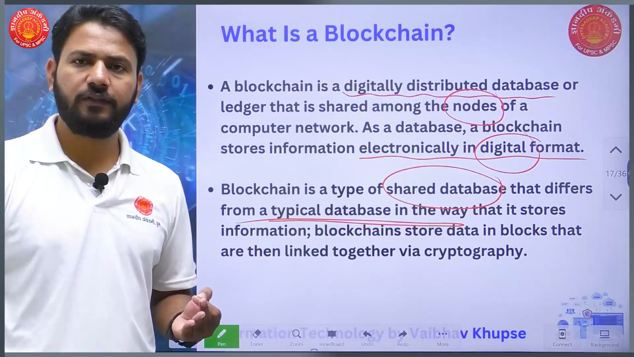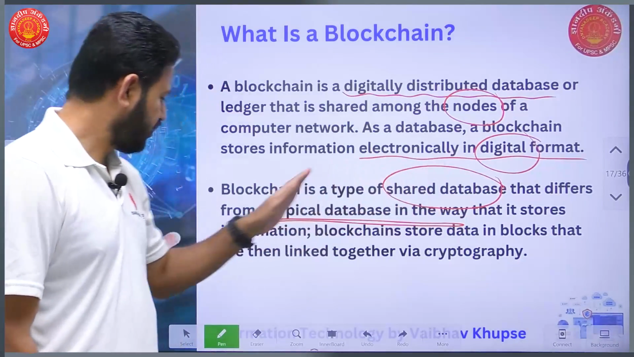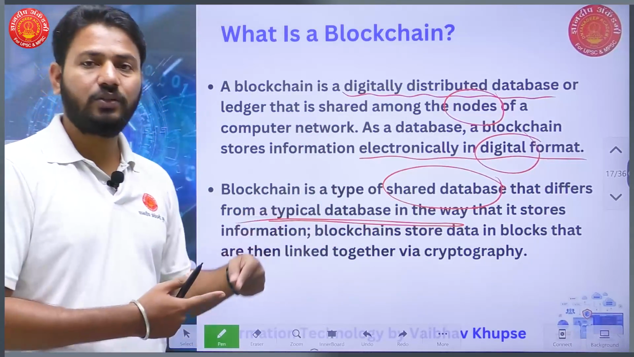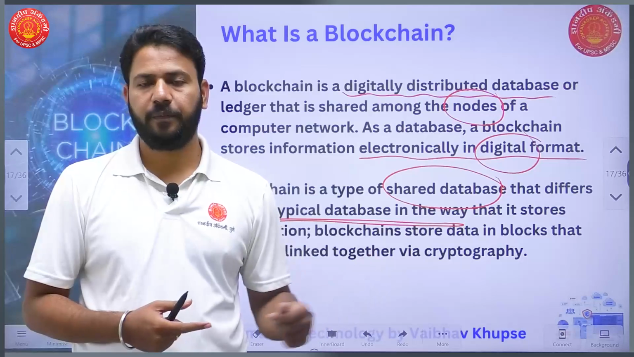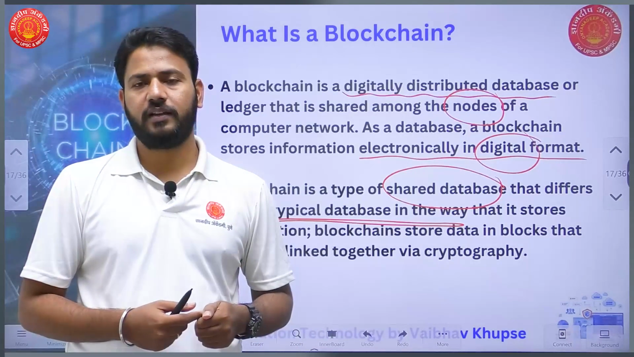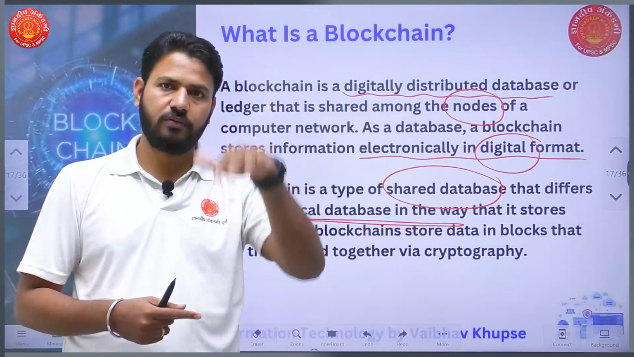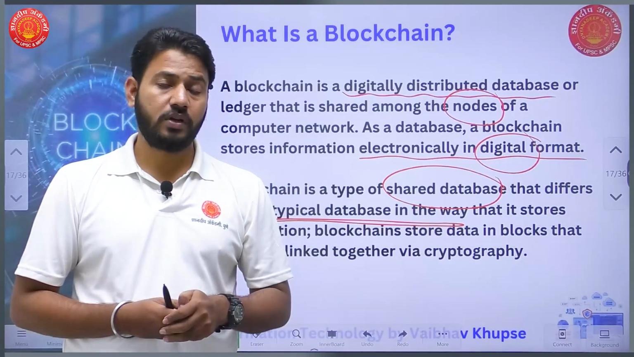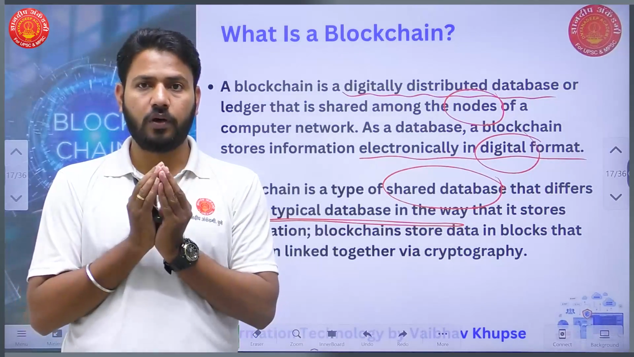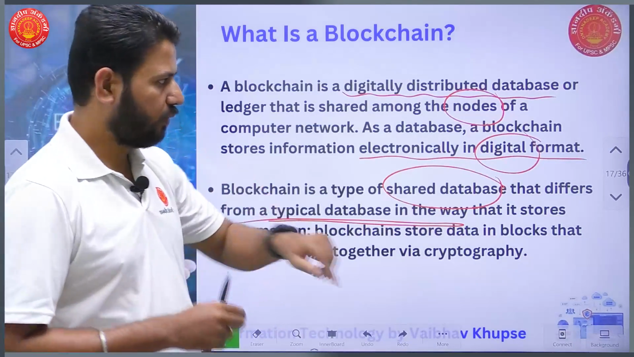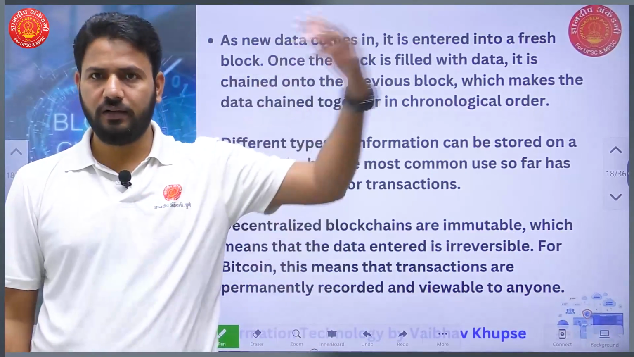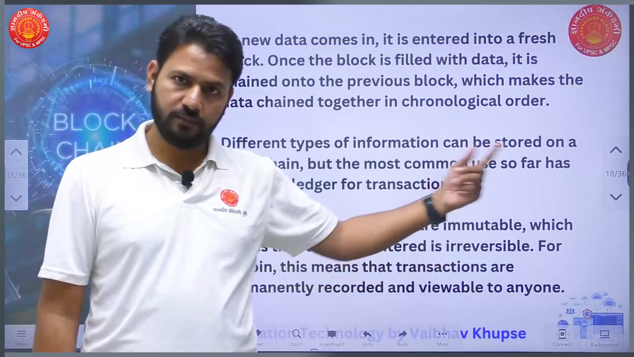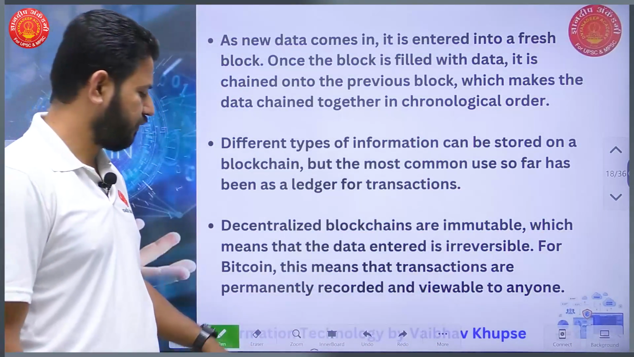How does it differ? It differs in that it stores information in blocks that are linked together via cryptography. Now, how do you store information in a ledger? We have tables, rows, columns, but in blockchain, you store information in a block. Okay, you store information in a block. I'll draw the block. I'll discuss the working of blockchain, but let's first understand the very basics of blockchain.